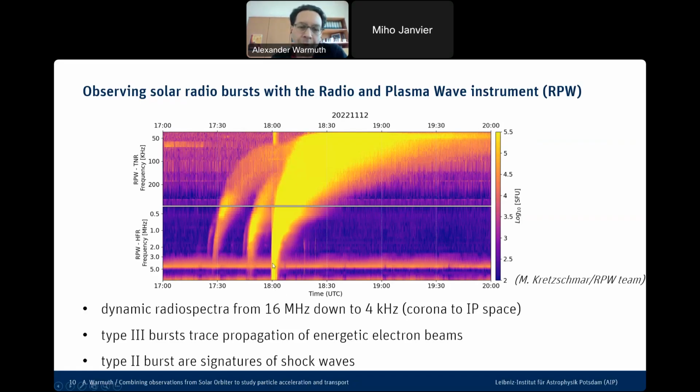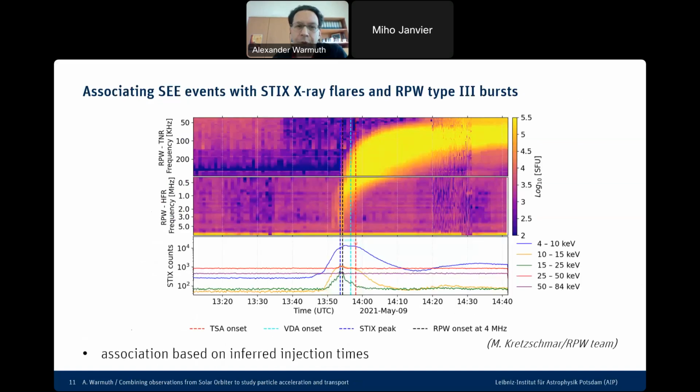So we know that during those times, electrons are accelerated in the corona and moving out into interplanetary space. These are the so-called type 3 bursts. And there is also a different type of radio burst, the type 2 burst, which would be more slowly drifting. And they are signatures of shock waves, which are also candidates for particle acceleration.